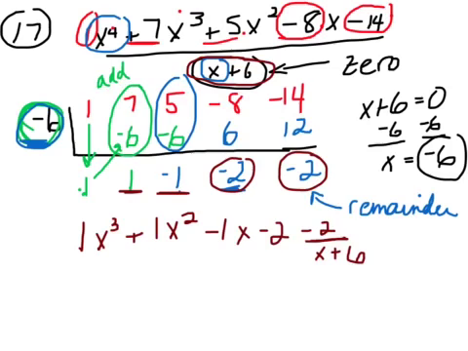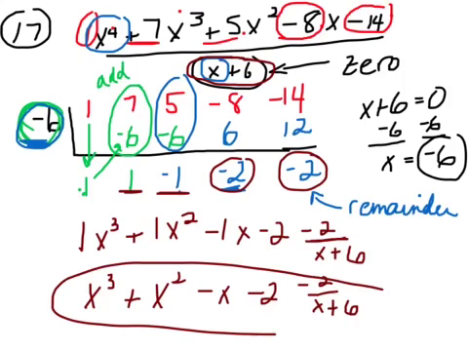So I would want to clean this up a little bit. I wouldn't want to write the ones. Lazy math guy doesn't write those, does he? So x cubed plus x squared minus x minus 2, minus 2 over x plus 6. That's the result of dividing that long polynomial by x plus 6.